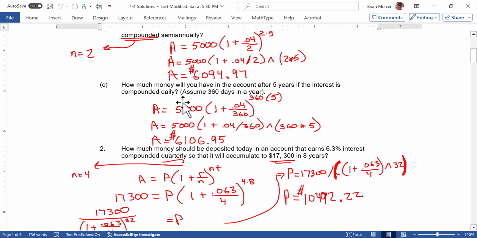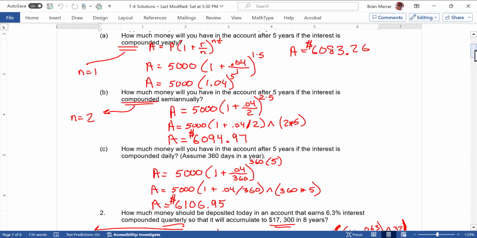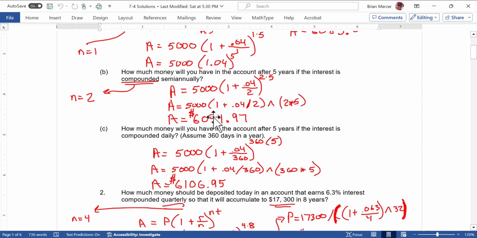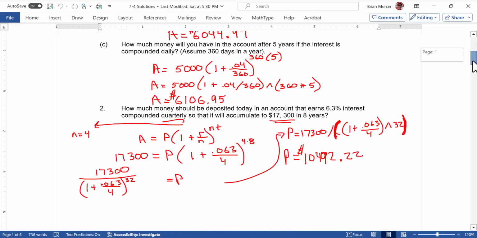Now if it's daily, notice it's the exact same problem, 5,000, 1 plus 0.04 over 360, raised to the 360 times 5, so that's the way you'd type it on a calculator. And notice with each of these, starting back at question A, here you got $6,083, here you got $6,094, here you got $6,106. So it turns out the more times you compound the interest, the more money you would make. So that's just worth noting. And they're all still approximately $6,100. They're not too far apart.